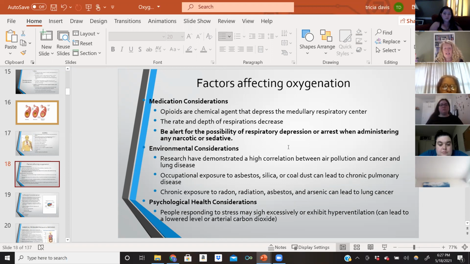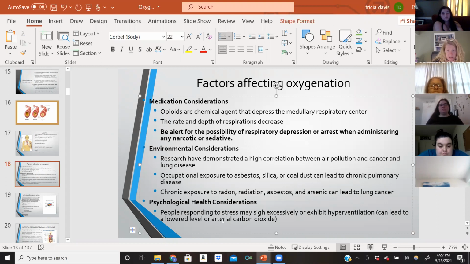And then we have psychological health considerations that can also affect our oxygenation. We know when people get stressed, they may sigh excessively, or they may even hyperventilate depending on how bad the issue is. So this, as we learned when we were talking about our metabolic issues or our respiratory issues, can lead to a lowered level of arterial carbon dioxide.